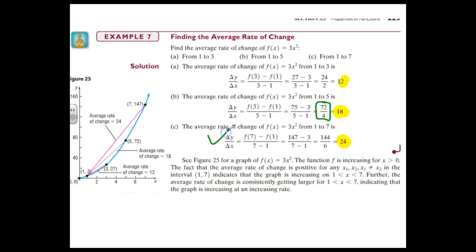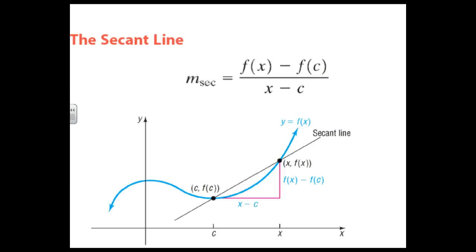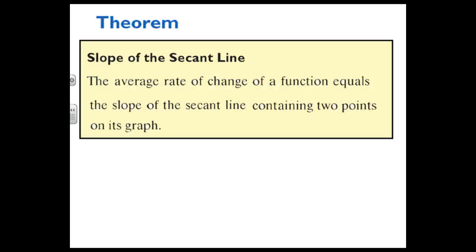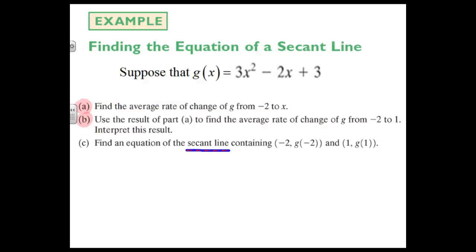And if you'd like to try part C, there's the correct answer for it. So again, this is just the secant line. It's the slope of this line. And later on in calculus, you're going to push that secant line to the limit, and you'll get the tangent line, which is the definition of the derivative, which you'll get to in calculus.